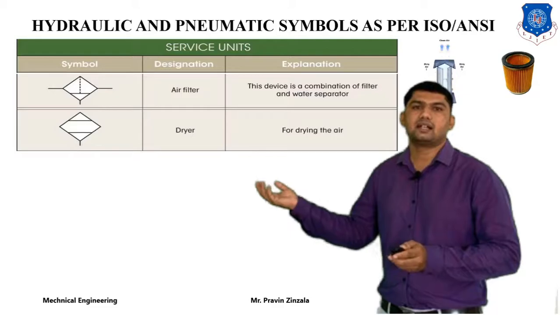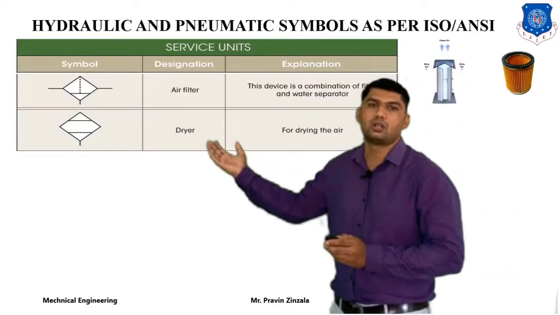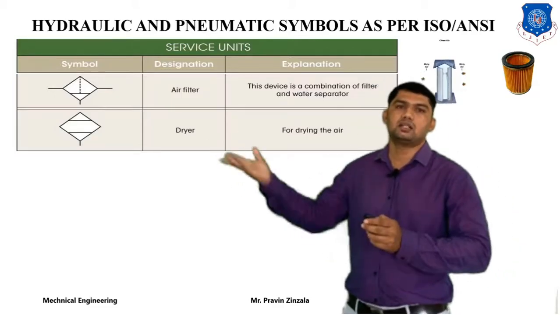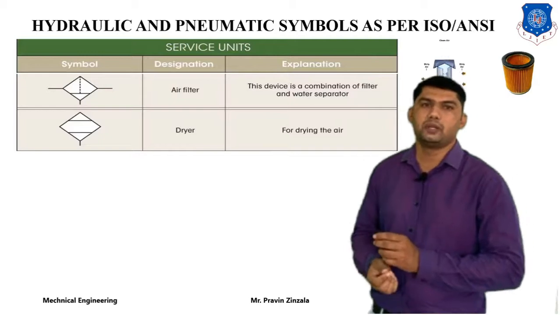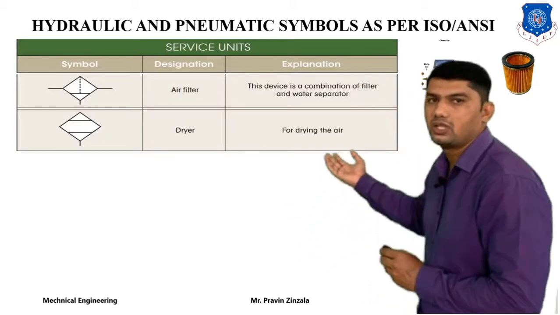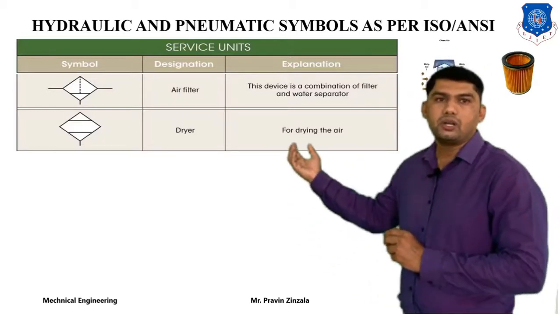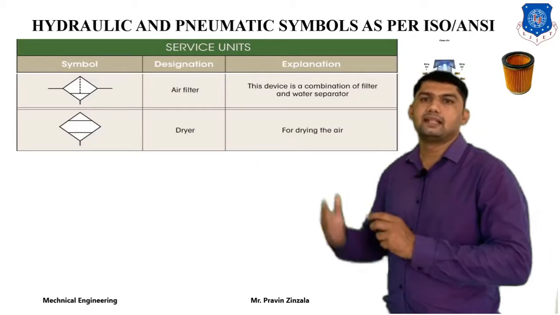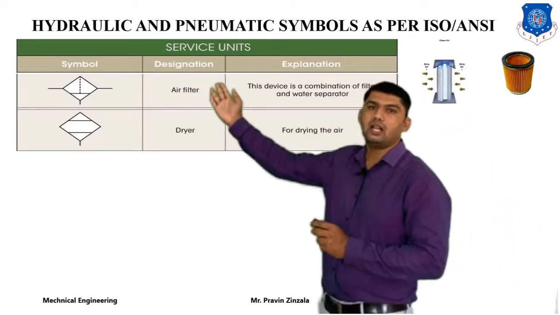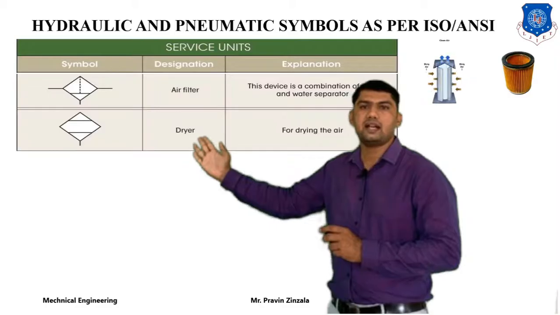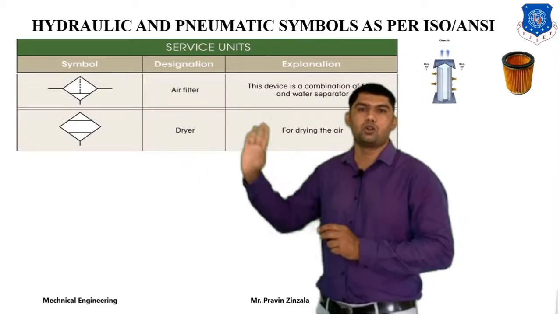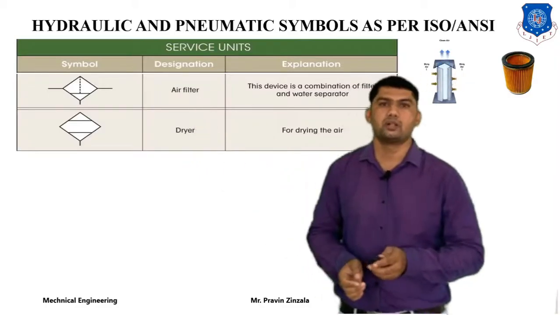The second symbol is the dryer. The function of the dryer is to dry the air. If there are some water particles in atmospheric air, the dryer is used to remove the water particles from the compressed air. The difference between the air filter and air dryer symbols is only whether you draw the dotted line or the horizontal line.